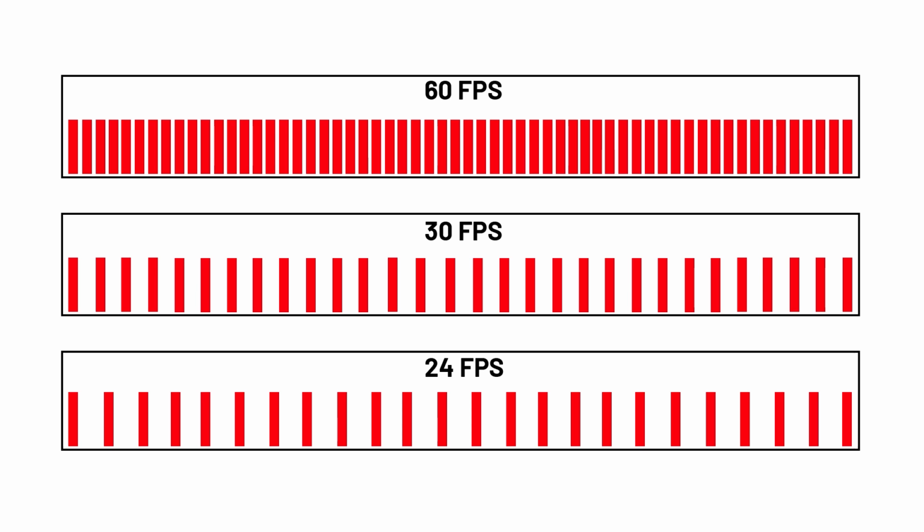There are also some higher frame rates such as 120 FPS, 240 FPS, and so on, which are only used when you want to slow down a video in the post-production or editing process.